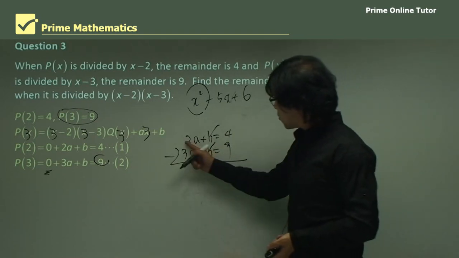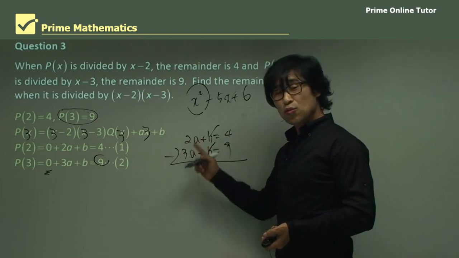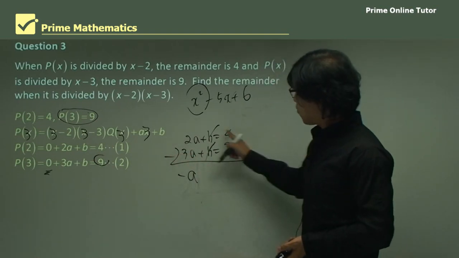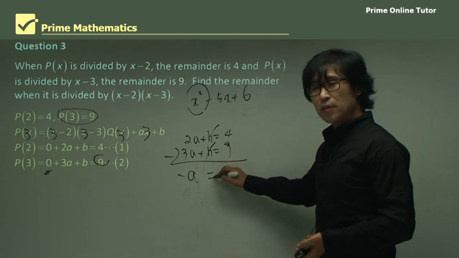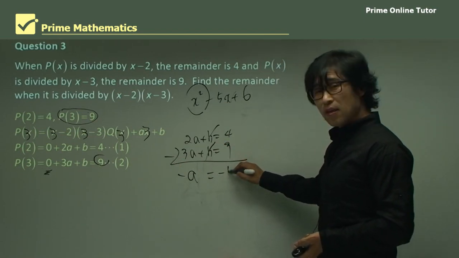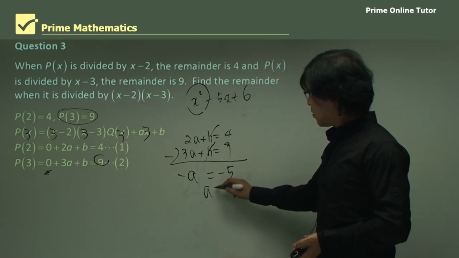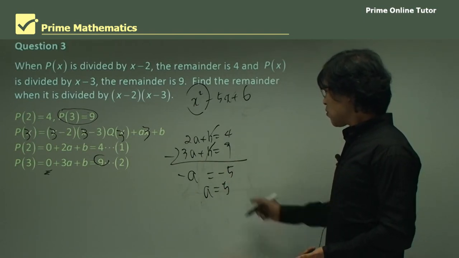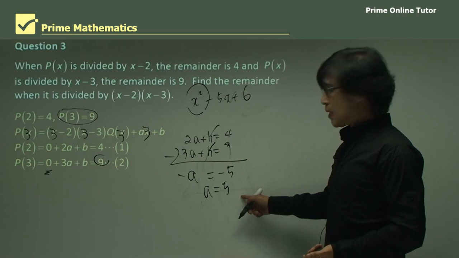Easy. That's 2a minus 3a, which is minus a, okay? And then 4 minus 9 is what? 4 minus 9 is negative 5. So we find a, okay? We find the a value first, and then we need to know b.